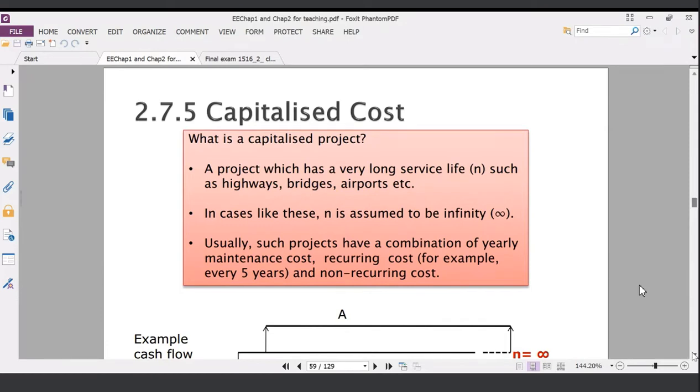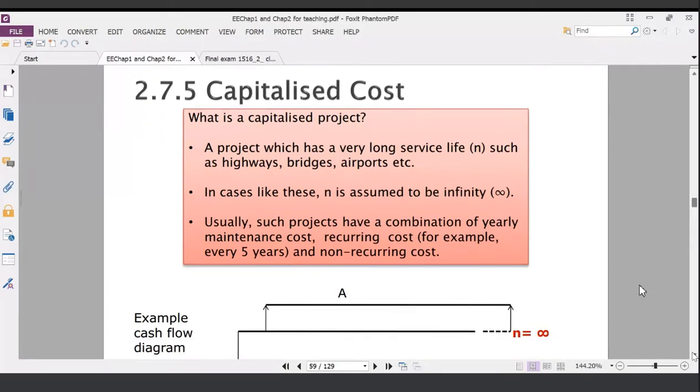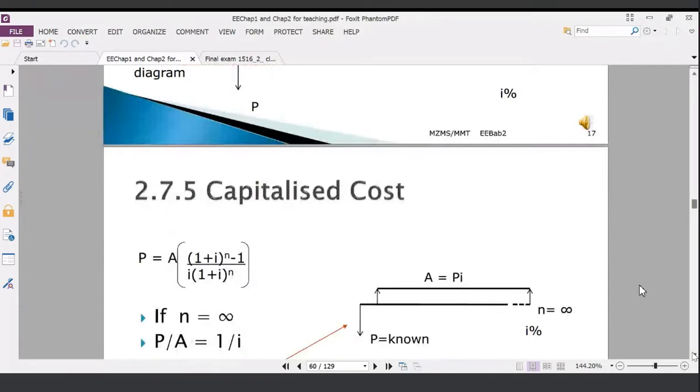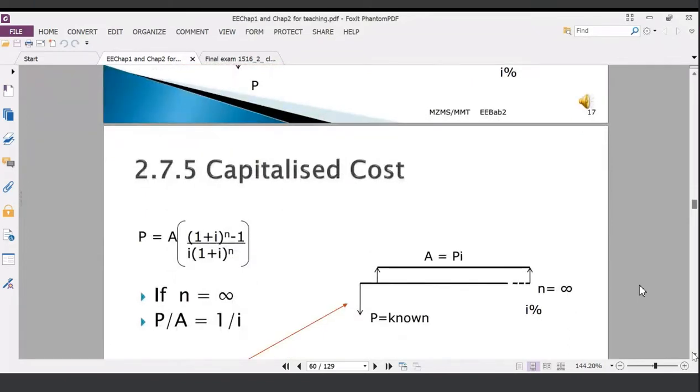Normally for this project, it has a combination of maintenance costs, recurring costs, and non-recurring costs, all right? And the formula for the capitalized cost is P over A equals 1 over i, where N equals infinity. And you also need to combine it with the normal formula.